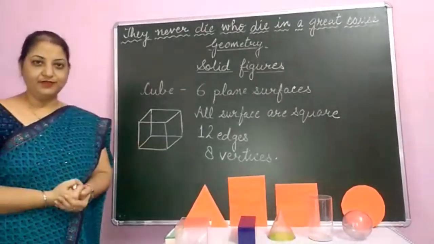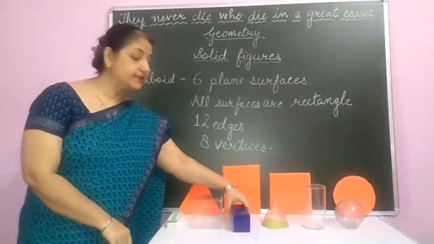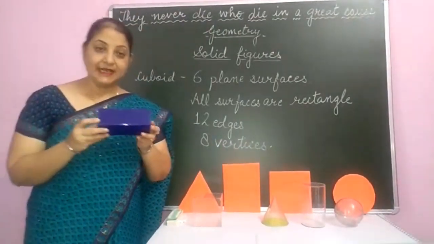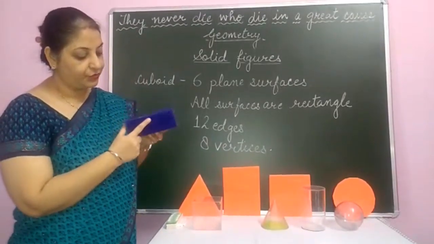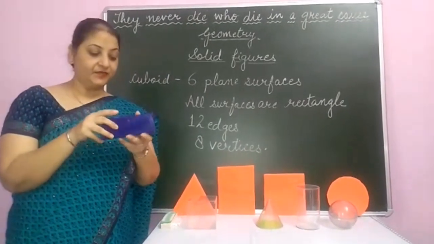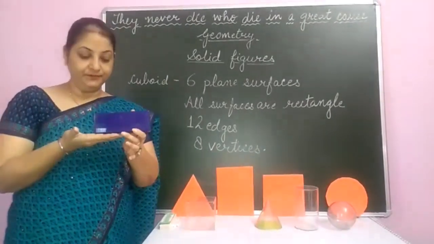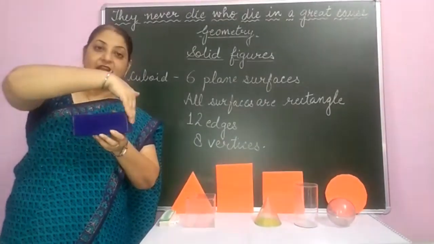We get a cube. It's too easy. Now the next solid figure is cuboid. Let us count the surfaces here. 1, 2, 3, 4, 5 and 6. Top, bottom, front, back, left and right.